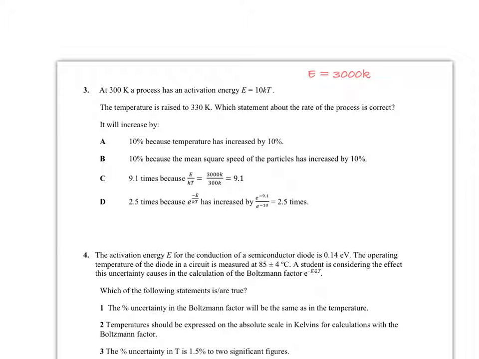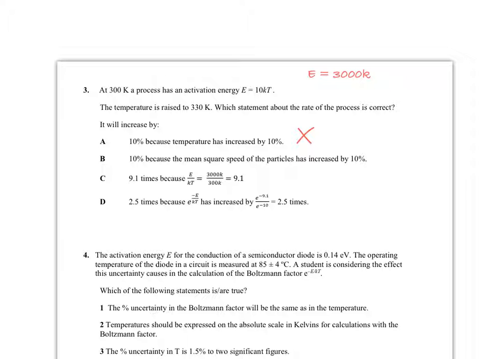So first of all, we've got this 10% because temperature is raised by 10%. Now, what we're saying is that the average energy of the particles is raised by 10%, but not the rate at which the process occurs. Remember, the rate at which the process occurs is linked to the Boltzmann factor, not just the raw temperature. So we're going to discount A.